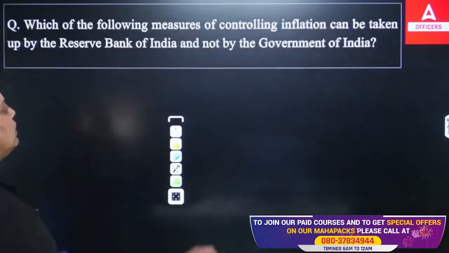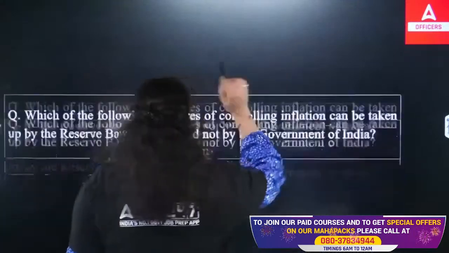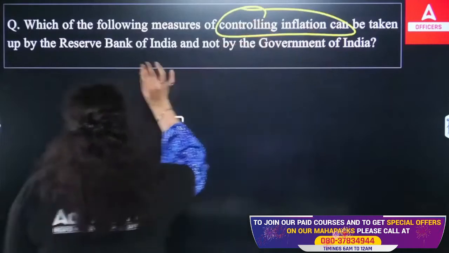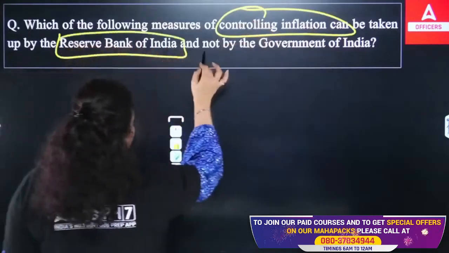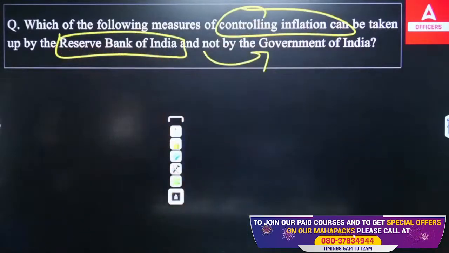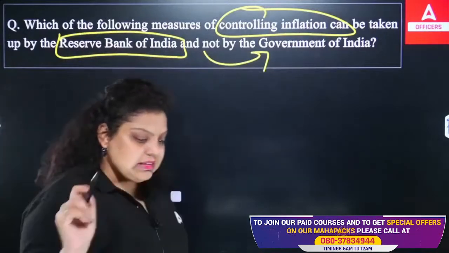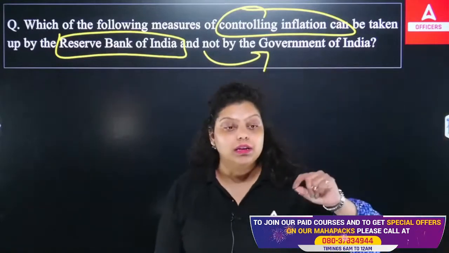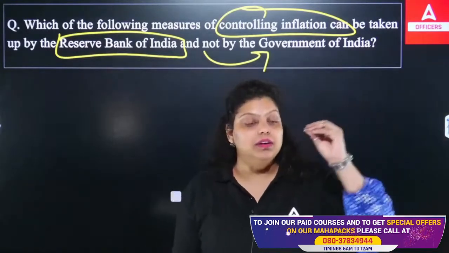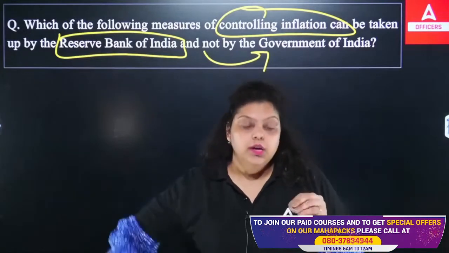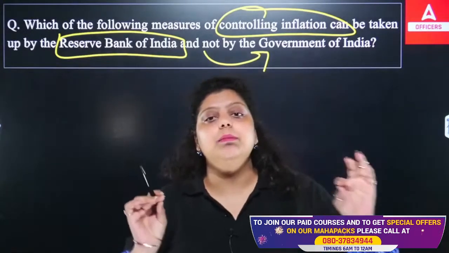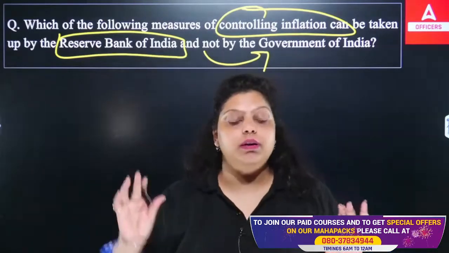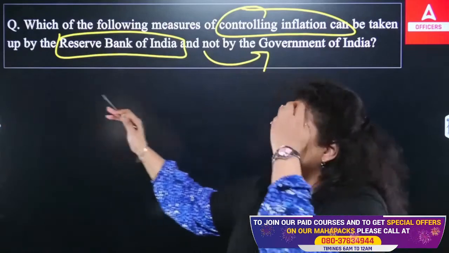Next. Which of the following controlling measures of inflation can be taken by Reserve Bank of India and not by government? So we know inflation is a rise in the prices of goods and services, and that can harm the economy. If the prices are increasing above a certain level, it will create a loss for the economy. A limited inflation is good for the economy. So if inflation is rising, it is the responsibility of the RBI to control that. That's what we're talking about.